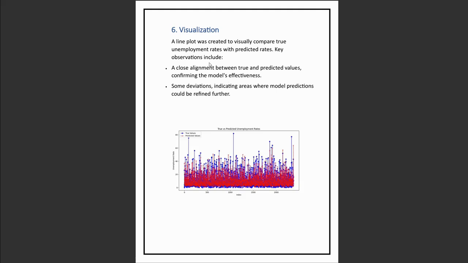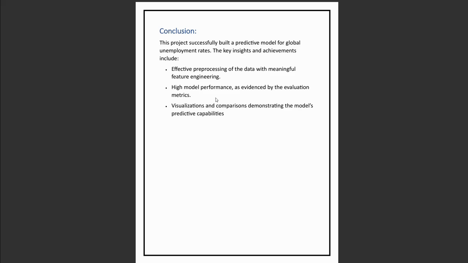After that, a line plot was created to compare the true unemployment rates with the predicted rates. Key observations include a close alignment between true and predicted values, confirming the model's effectiveness. Some deviations indicate areas where model predictions could be refined further. In conclusion, this project successfully built a robust model for predicting global unemployment rate. I will also show you the code.